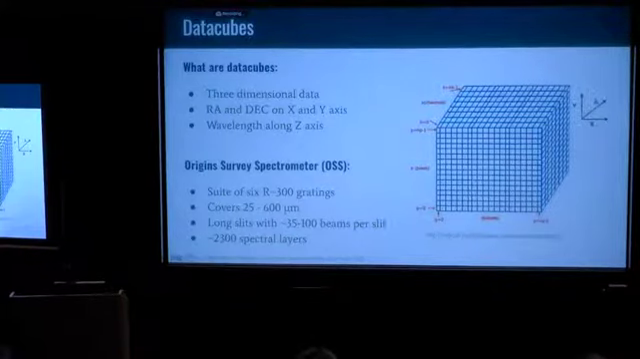And in regards to OST, these have been taken with the Origins Survey Spectrometer. So we're going to have 2,300 spectral layers covering the wavelength range from 25 to 600 micrometers. But again, you probably all know a lot more about this than me.